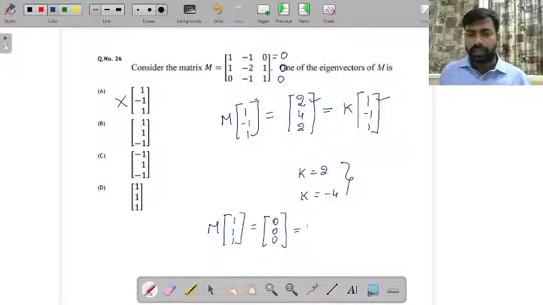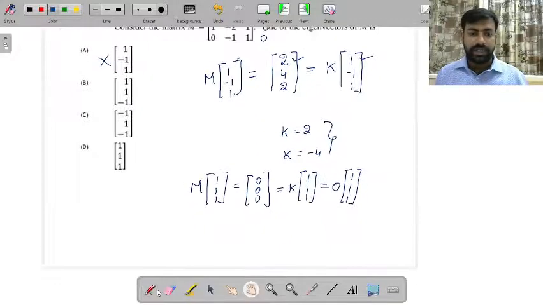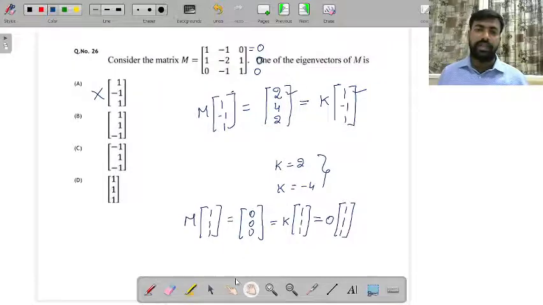Now can you write it like constant into 1, 1, 1? Yes, it is possible. I'll take that constant to be 0. So 0 times 1, 1, 1. See, remember one thing. An eigenvector is not a 0 vector. But you can have a 0 eigenvalue. Don't get confused with that. So an eigenvalue can be 0, but an eigenvector cannot be a 0 vector. So it is clear that 1, 1, 1 is an eigenvector and 0 is the corresponding eigenvalue.